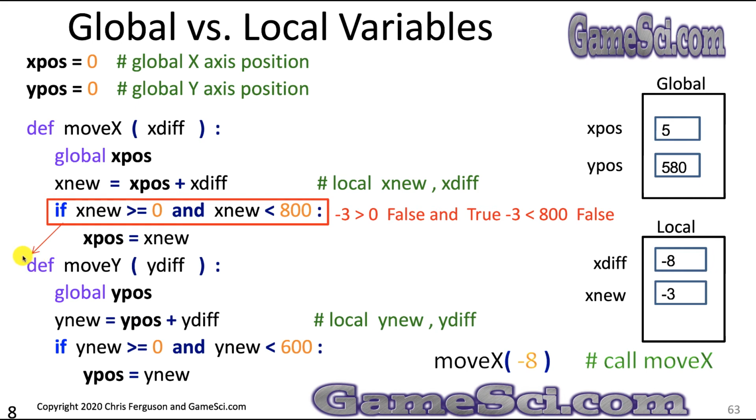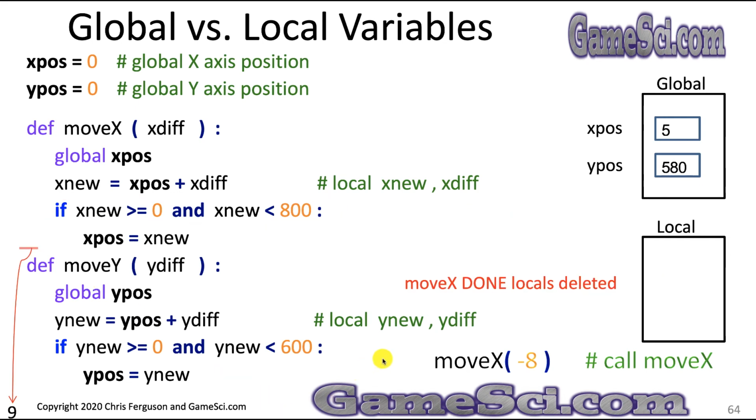This is the end of the function. How do I know it's the end of the function? Because it's the end of the indented code. What this will do is return from movex without updating the x position global variable. We went through that for nothing.